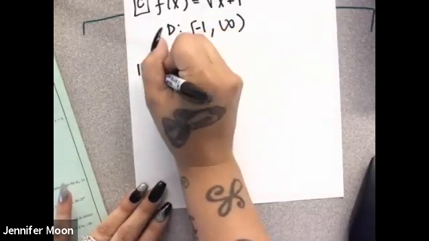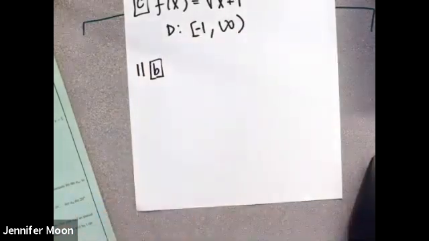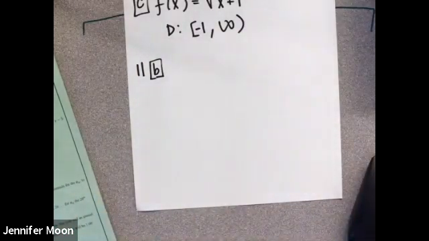And of course, B. Problem 11 says to find f plus g, f minus g, f times g, and f divided by g. That's the algebra of functions.